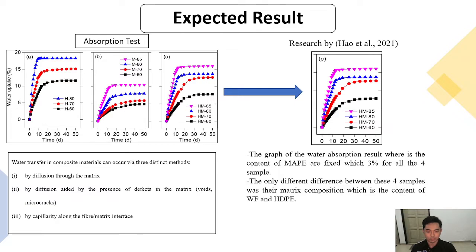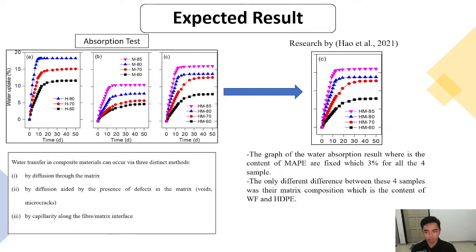Different from our research, in our research, the only difference between these samples is the content of the MAPE and the content of the polymer. And the loading of the wood fiber is fixed at 3%. So to conclude, the expected result of the research will be the same as the research by Yi et al., 2021.